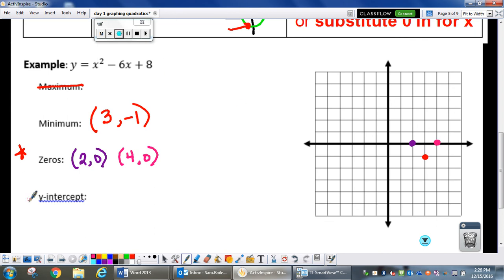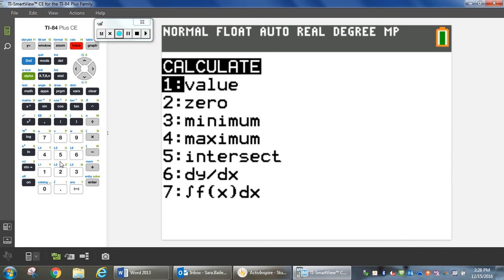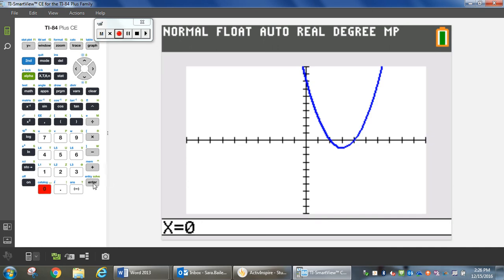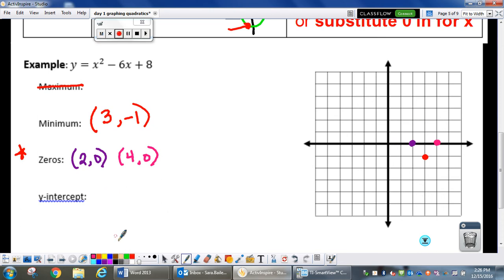Okay, and your y-intercept. So you could substitute 0 in for x, or you can just calculate it. So you could hit second calc, value, x equals 0, enter. So 0, 8 is your y-intercept. And my graph is a little different than yours. But you can see that 0, 8 would be, this would be 6, 7, 8, right about here. So I would be checking all of those points.